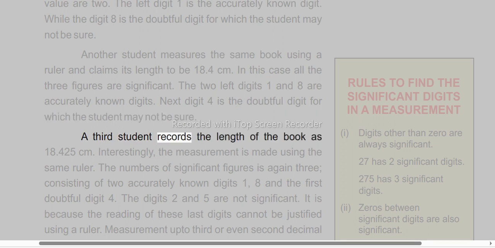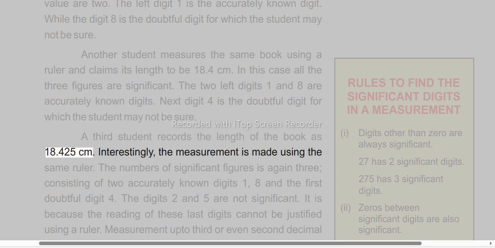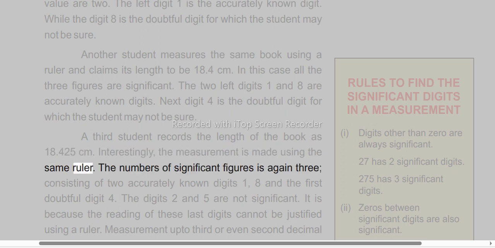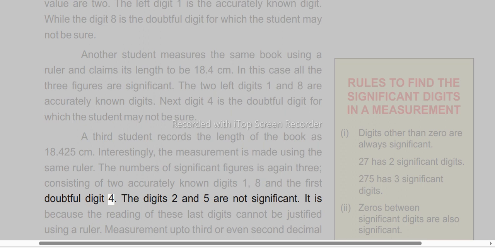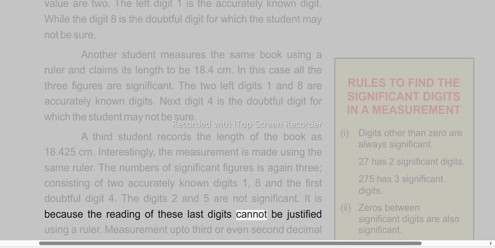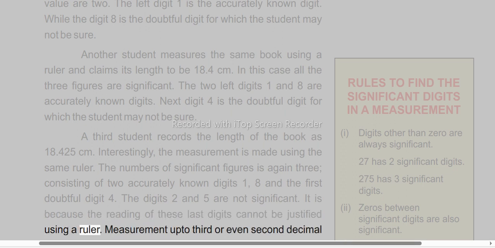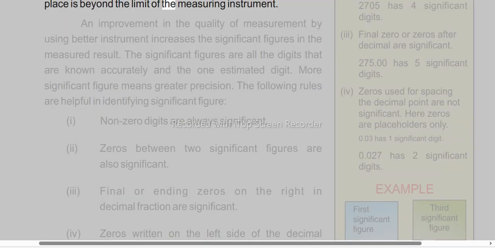A third student records the length of the book as 18.425 centimeters. Interestingly, the measurement is made using the same ruler. The number of significant figures is again 3, consisting of 2 accurately known digits 1, 8 and the first doubtful digit 4. The digits 2 and 5 are not significant. It is because the reading of these last digits cannot be justified using a ruler. Measurement up to third or even second decimal place is beyond the limit of the measuring instrument.